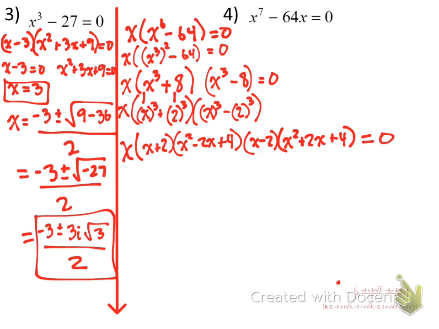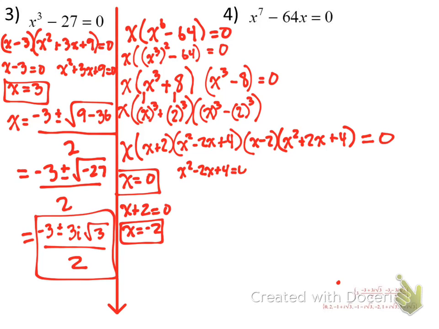Now we'll use the zero product property. So you have x is equal to 0. Done. That's the first one. Then we have x plus 2 equal to 0, so x is equal to negative 2. Done. Next one. We have this guy right here, x squared minus 2x plus 4. So we have x squared minus 2x plus 4 is equal to 0.